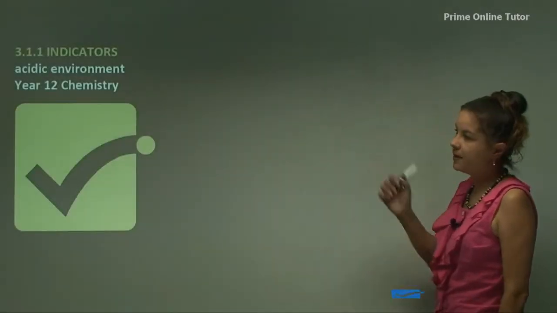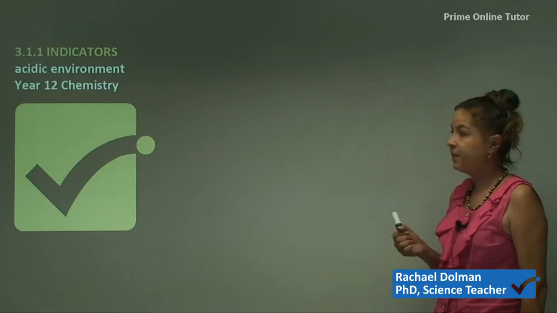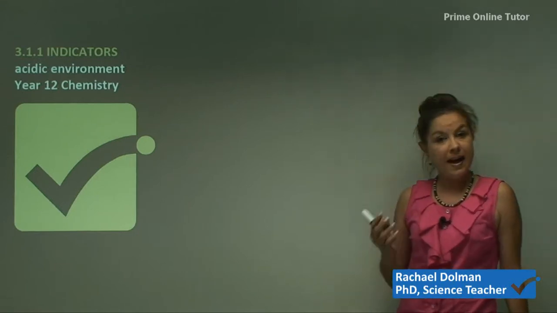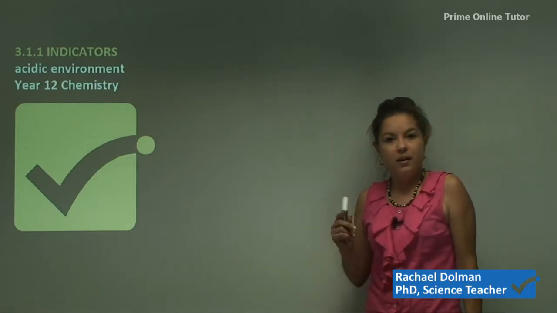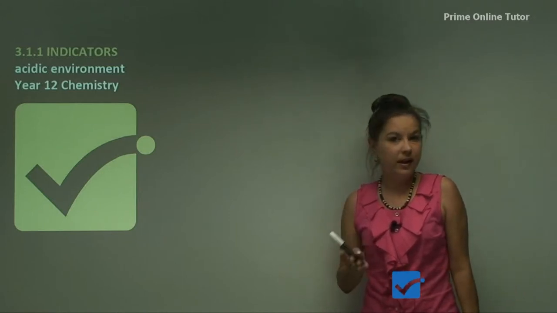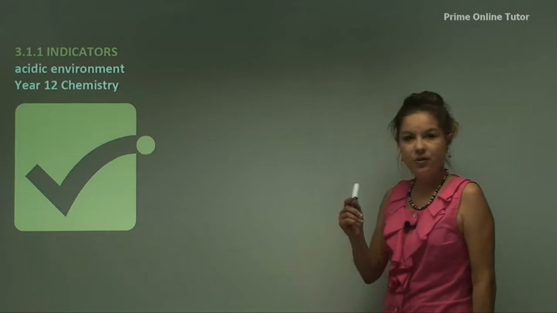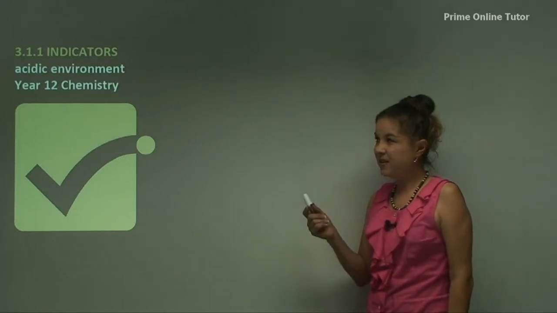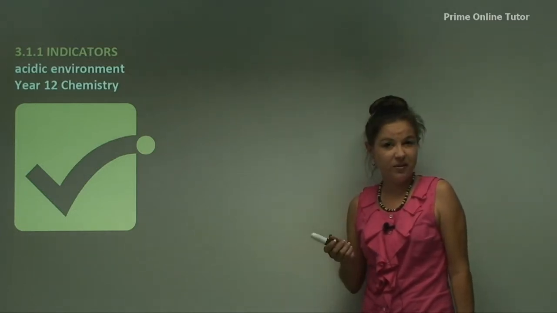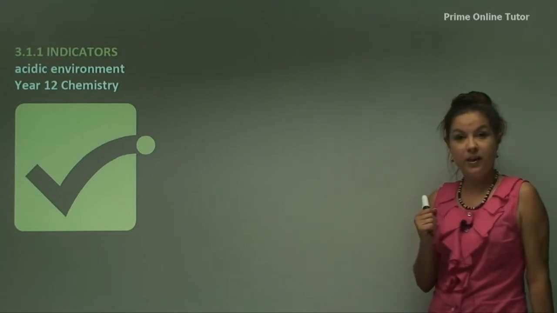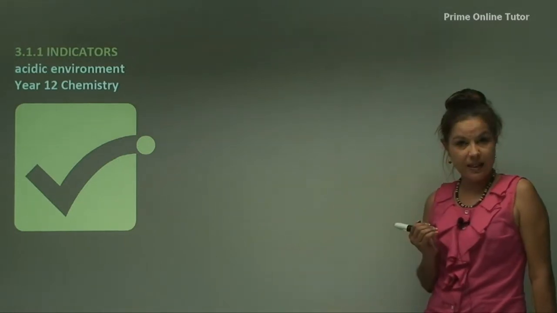In this module, I'll be discussing the acidic environment, and it describes acids, whether they come in the water, in the land, in the soil, or in the atmosphere. And what we've found is that due to human impact, these acids have actually increased in concentration. And this is what this module is looking at. So we'll start with indicators.